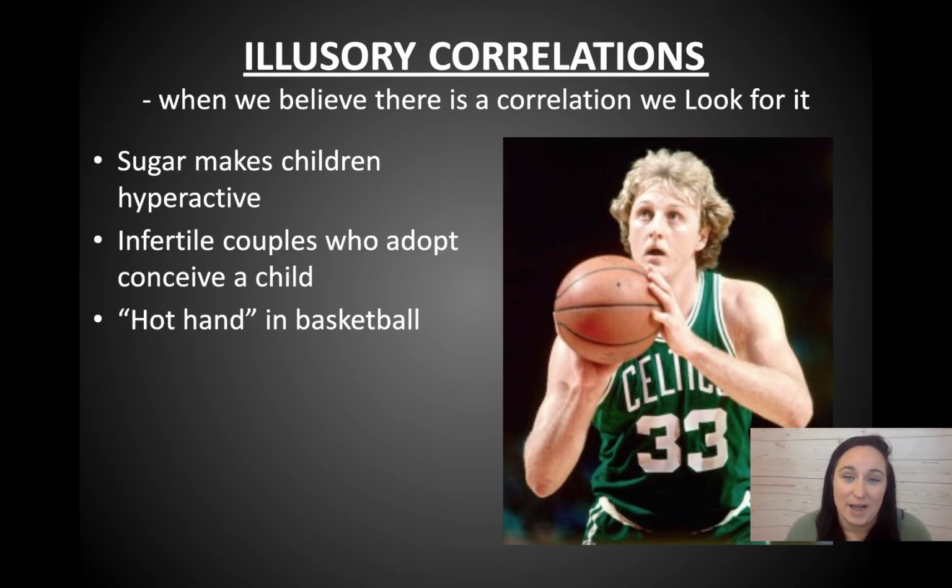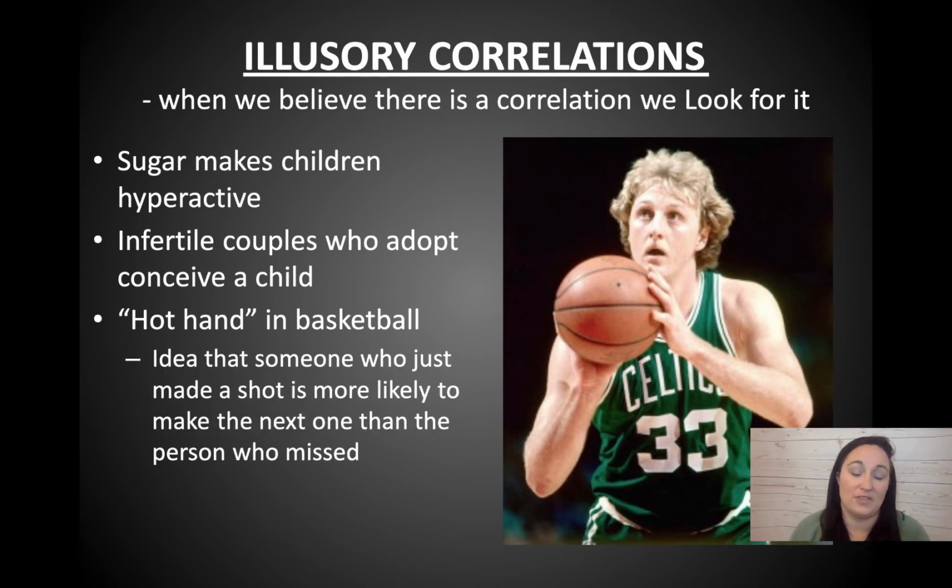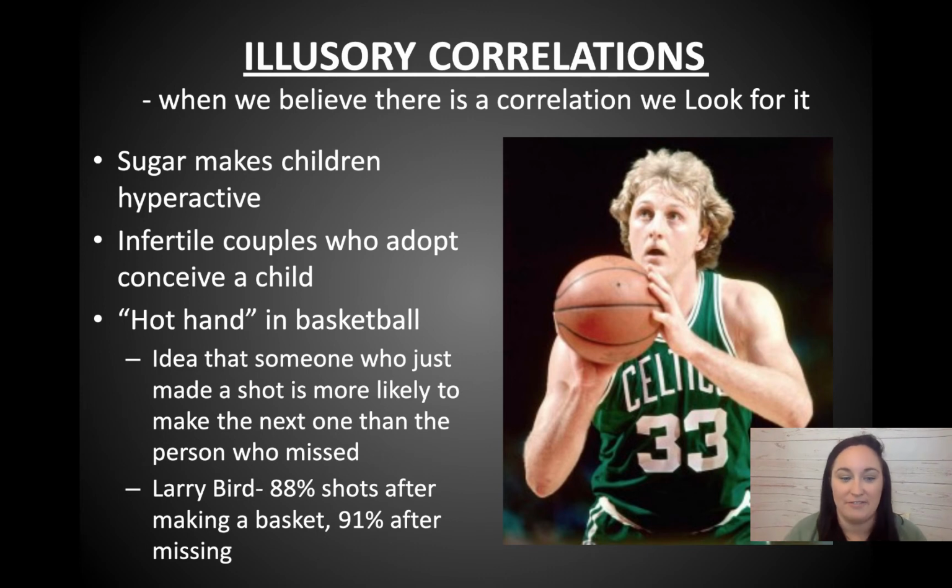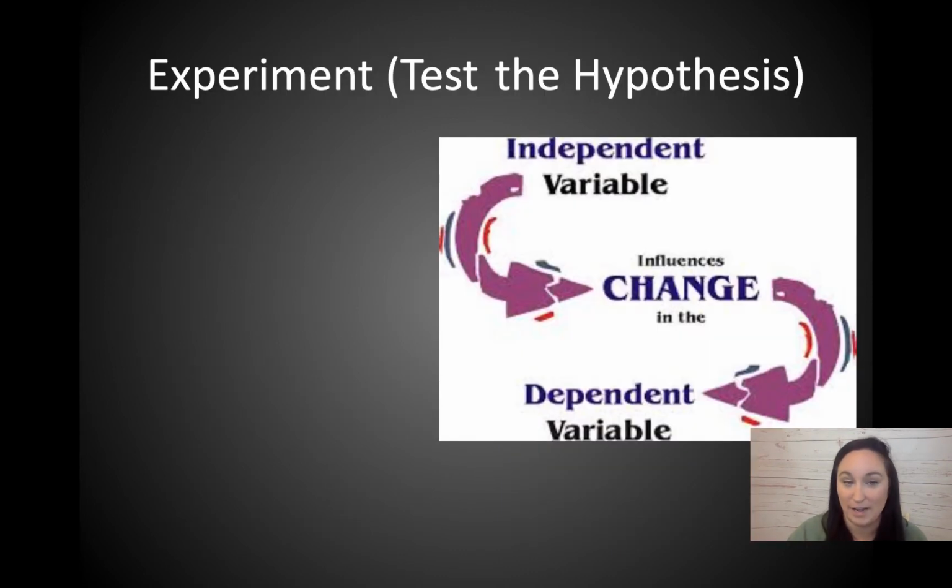Another example is something called hot hand in basketball, which you might be familiar with. The idea is that if someone just made a shot, we should pass it to them because they're more likely to make the next one. They have the hot hand, they're on fire. But statistics do not show this to be accurate. One example is Larry Bird's data. He made 88% of his shots after making baskets, but 91% after missing. So that's an illusory correlation in hot hand.